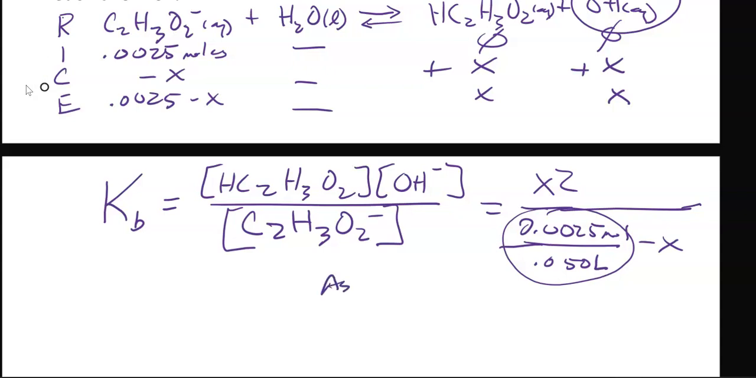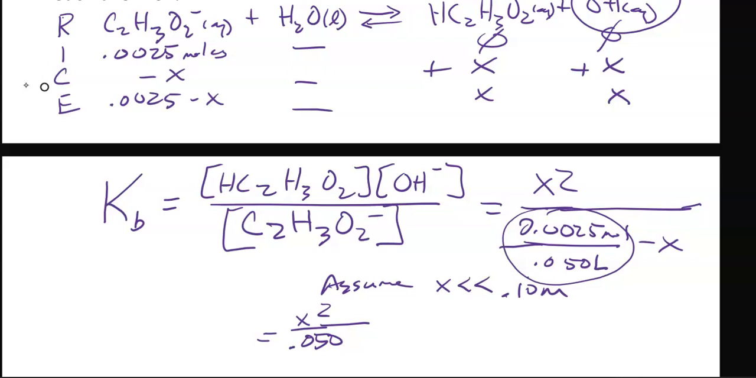Now you can write that little assumption like we always do. Assume X is way less than the original molarity, 0.05 molar. So if I rewrite this one more time, then I would say X squared over 0.050. So I eliminated the X in the denominator.